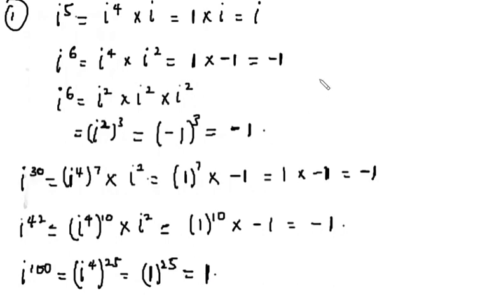Okay, let's just take one last example. We could say i to the power of 600. i to the power of 600 is still equal to i to the power of 4, 150 times. i to the power of 4 is 1, and 1 to the power of 150 is still equal to 1.